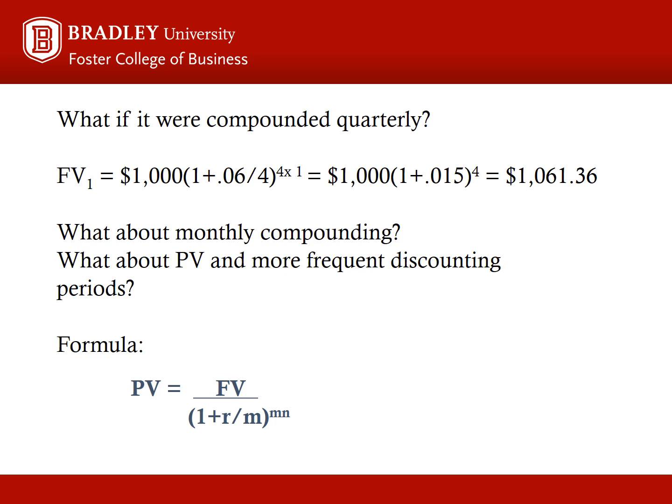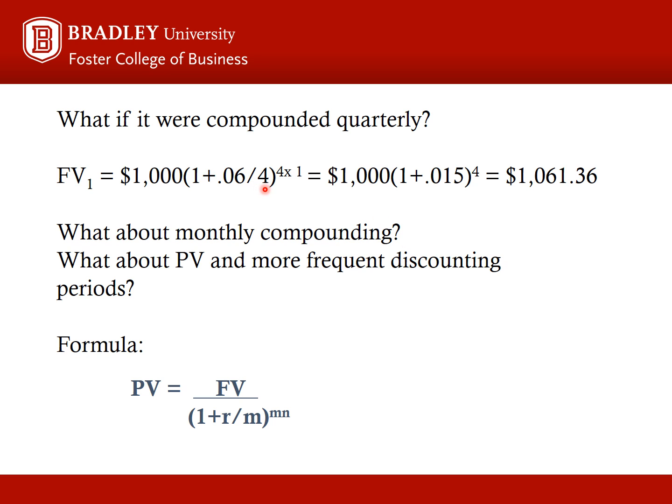So what if it were compounded quarterly? Well, the only thing that would change is M would be equal to 4. So now you'd have to take that 6% annual rate and divide by 4, and take the number of years you're compounding out and multiply by 4. So now you're looking at 1.5% interest quarterly for 4 quarters, because we're just doing 1 year again. And that would come out to be $1,061.36.